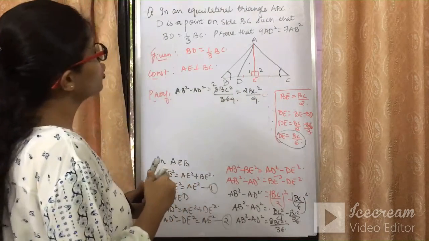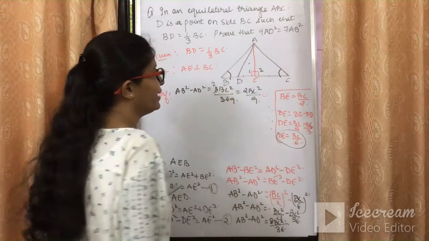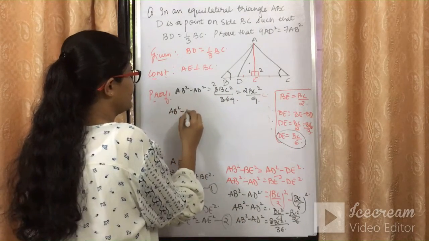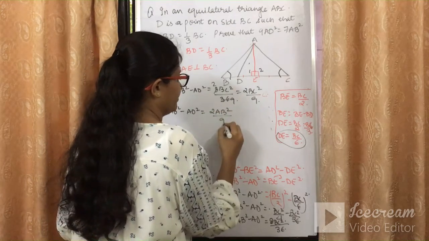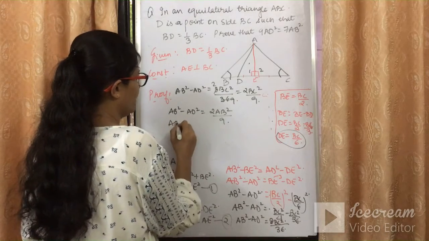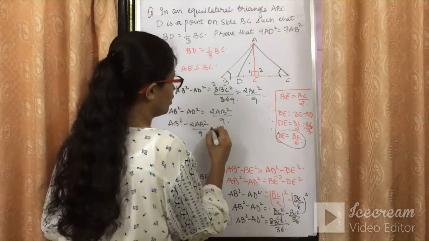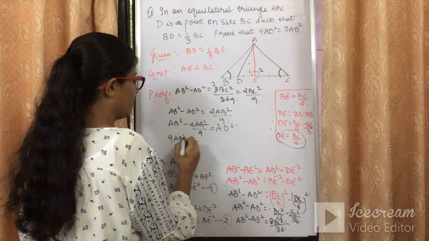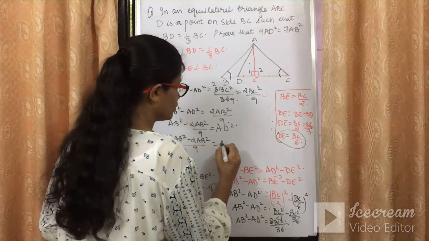As it is given in the question, it is an equilateral triangle. If it is an equilateral triangle, BC को मैं AB में लिख सकती हूँ. All the three sides are equal. So AB square minus AD square will be equal to twice of AB square upon 9. ठीक है. Now if you take this AB square, take this here, minus 2AB square upon 9 और ये AD square को अपन इधर ले जाते हैं. So if you take the LCM, it will be 9AB square minus 2AB square upon 9 is equal to AD square.